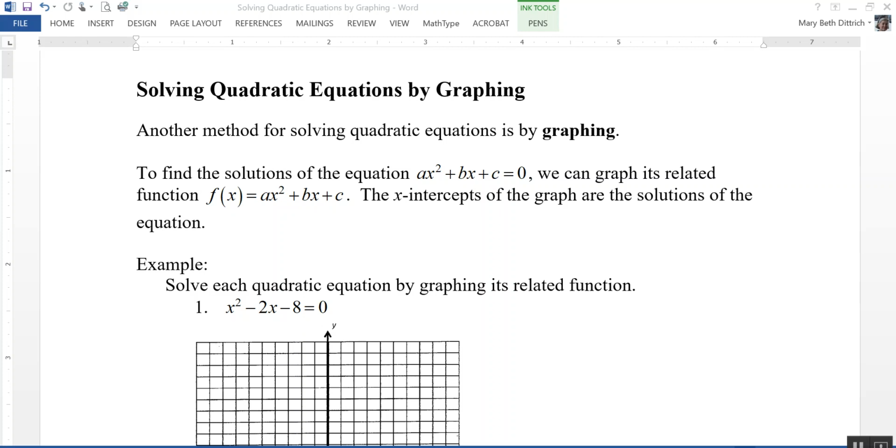function, f of x equals ax squared plus bx plus c, and find where f of x is equal to 0. Those are the x-intercepts of the graph. Those are going to be the solutions to the equation. So in short, we want to graph the related function and find where it crosses the x-axis. So let's take a look at a couple examples here.